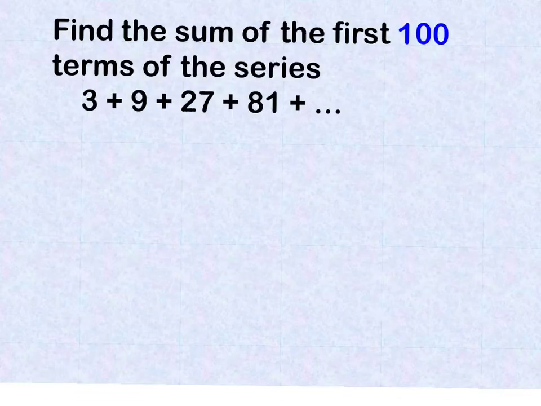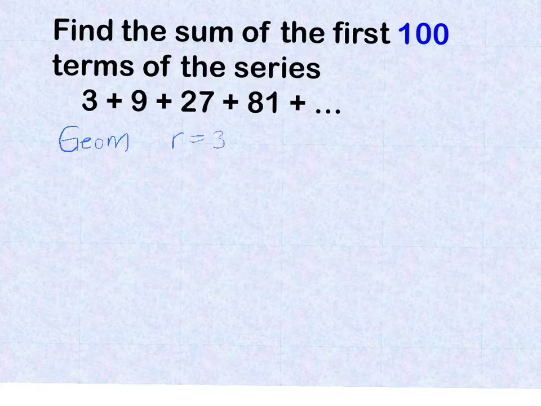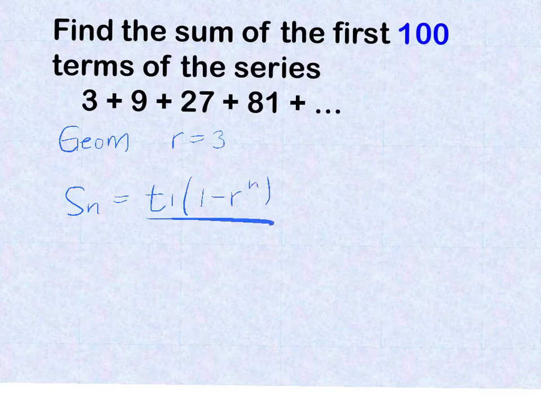These first two examples are very basic, should go pretty quickly. The first says find the sum of the first 100 terms of the series, which starts as 3 plus 9 plus 27 plus 81. We can recognize right away that this is a geometric series, and we know that r equals 3. So if we take our geometric sum formula, which is t1 times 1 minus r to the n over 1 minus r, that's what we want to plug into.